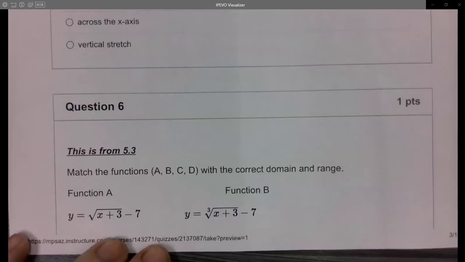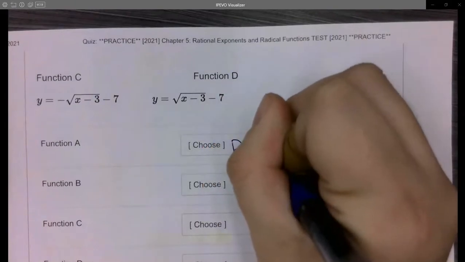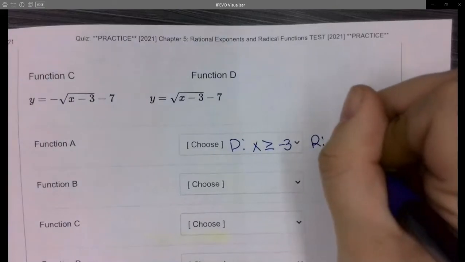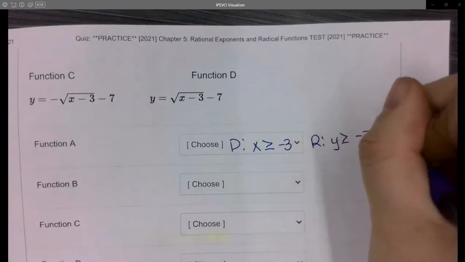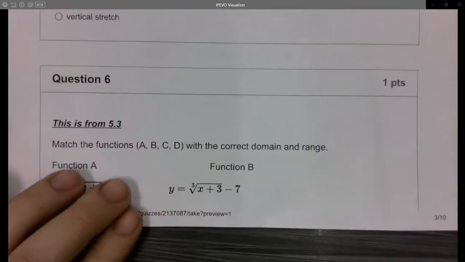So this one, I want to go ahead, and there is a drop-down choice for this. But for domain, I want x is greater than or equal to -3. And for range, I want y is greater than or equal to -7. And then I want to do the same thing for b. So let me go back over here.